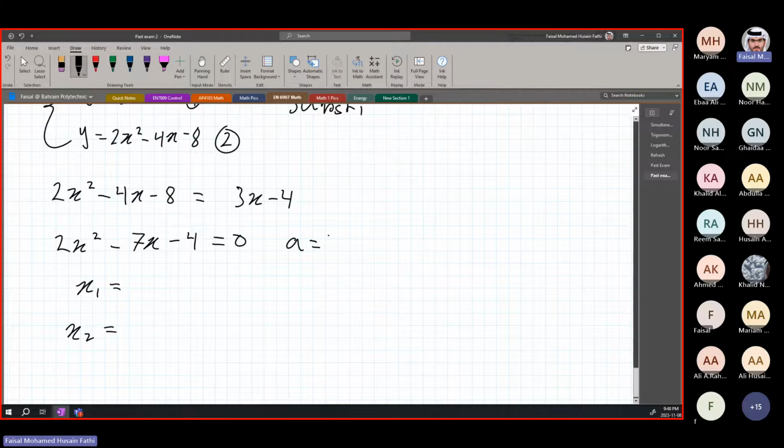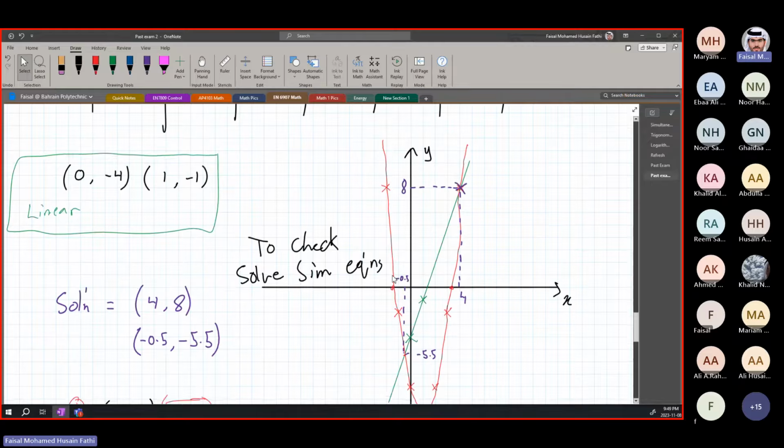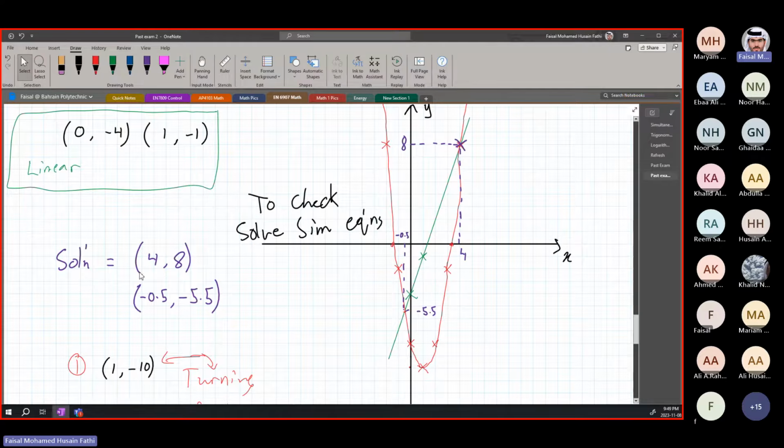So we get A is equal to 2, B is equal to minus 7, and C is equal to minus 4. Quickly put them in the calculator: solution x1 is equal to 4, with solution x2 is equal to minus half, which is minus 0.5. So we can already see the x values are correct: one of them is 4 and one of them is minus 0.5.